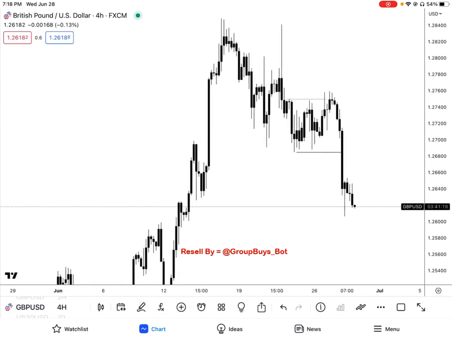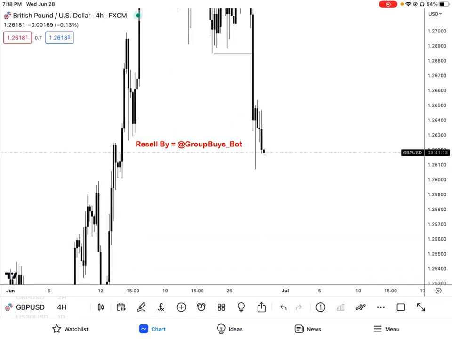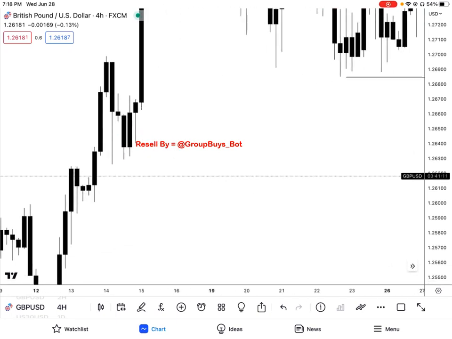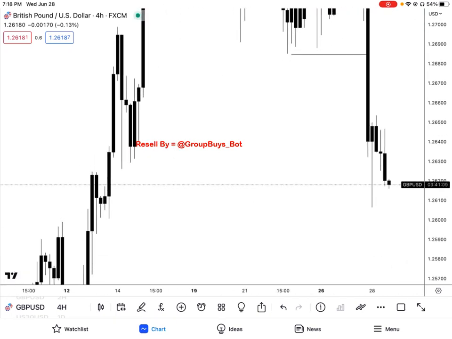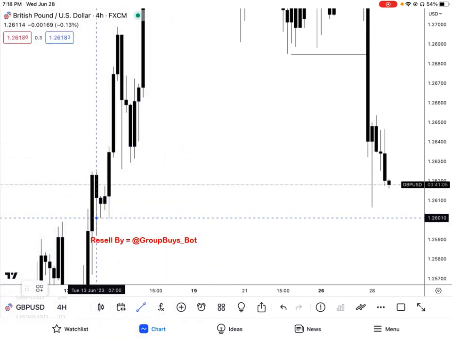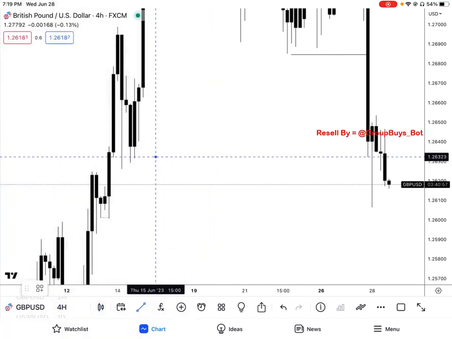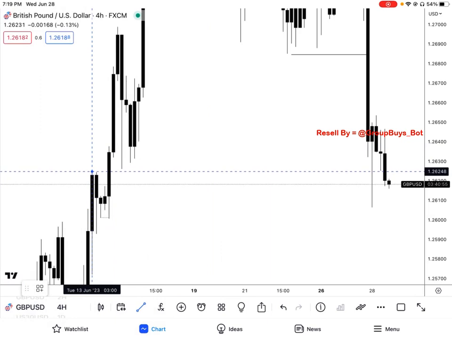right off the bat, I do want to point out that I do like what I see right here. I don't know if you guys can see it. I'm on my iPad, so just bear with me. So we do see that price had cleared liquidity right here just by a small little tap. We have cleared liquidity right there. And we also do have a break of structure previously right here.